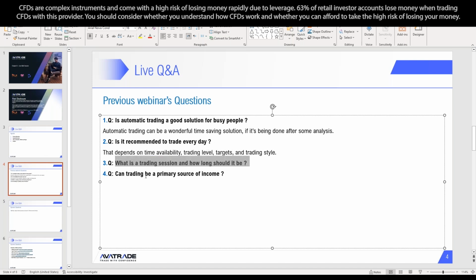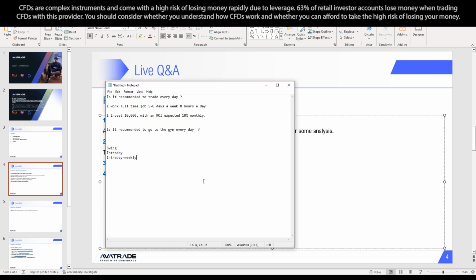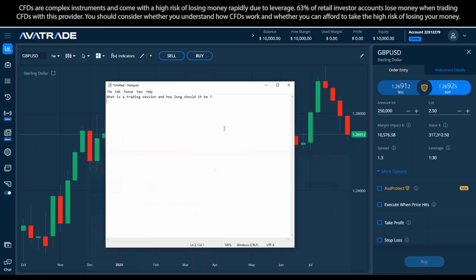The following question is, what is a trading session and how should it be? Well, that's again very varied, but I'm going to give you guys an idea of what a trading session can look like. What is a trading session? So who can tell me what is a trading session? It doesn't need to be in that order. It doesn't need to be in that order at all. Okay?